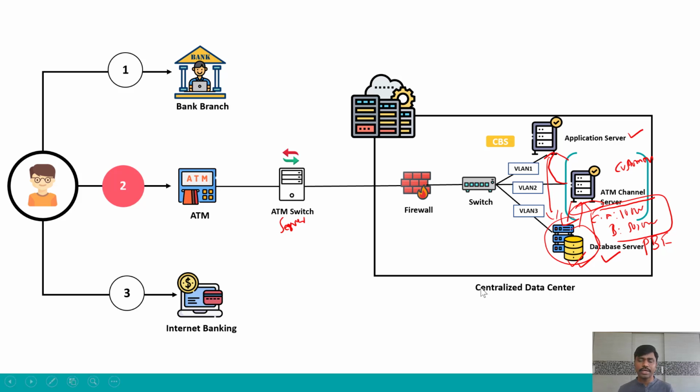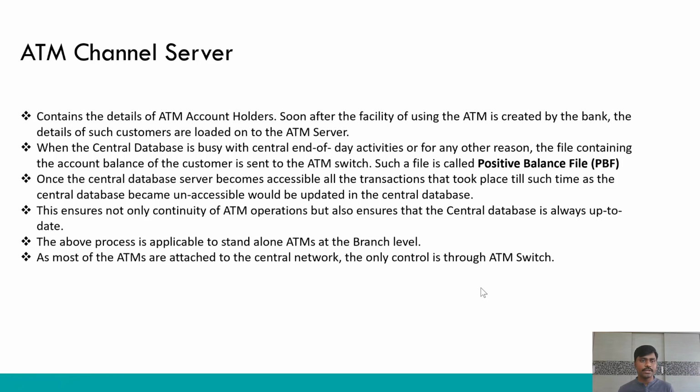Now let's have a look at the definition. ATM channel server: it contains the details of ATM account holders. We already discussed this point. When the central database is busy with end of day activities or for any other reason, the file containing the account balance of the customer is sent to the ATM switch. Such a file is called the positive balance file. Once the central database server becomes accessible, all the transactions that took place till that time would be updated in the centralized database. Right? So what is the objective of it? This ensures not only continuity of ATM operations, but also ensures that the centralized database is always up to date. Fairly enough, I hope you understood what an ATM channel server is now.